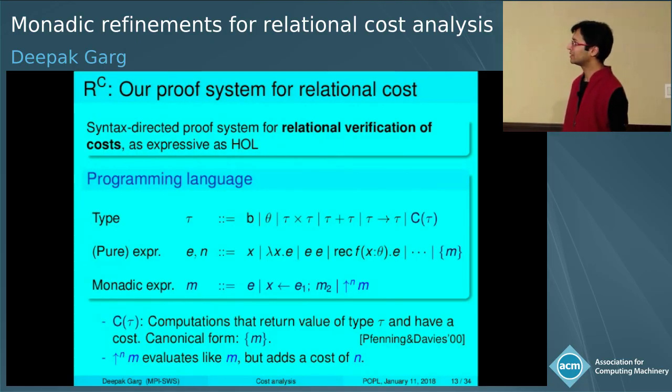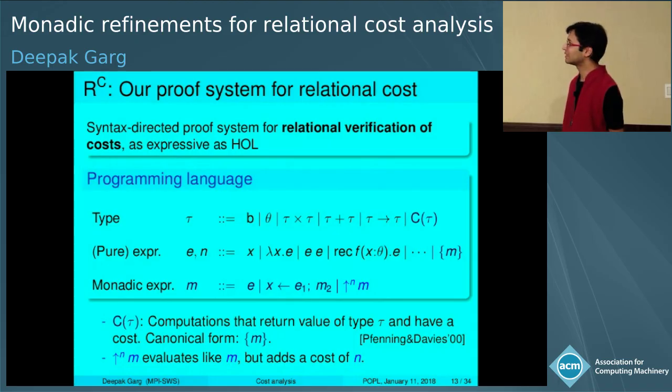So these monadic expressions have only 3 constructs. The first construct is written E. This you should read as unit E or return E. This is the unit of the monad. Okay, it returns the pure expression E with 0 cost. Then we have this funny looking construct that I won't go into much in this talk. This is the bind of the monad. Okay, what it does essentially is it takes the cost of E1 and the cost of M2 and adds them together. So the total cost is additive. And then there is this all important construct, which I actually write up arrow NM, and you should read this as tick N, then M.